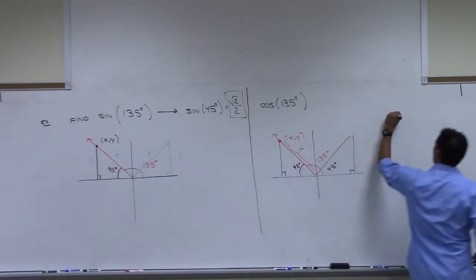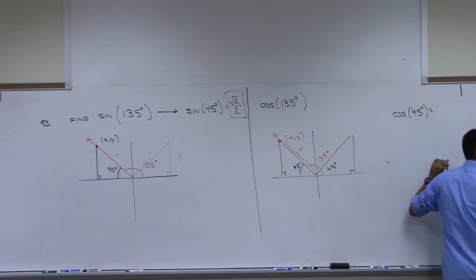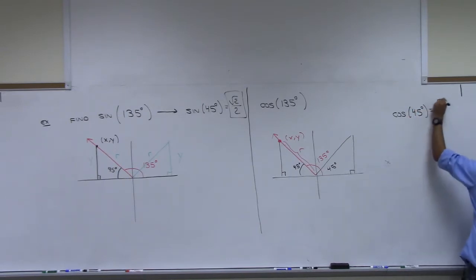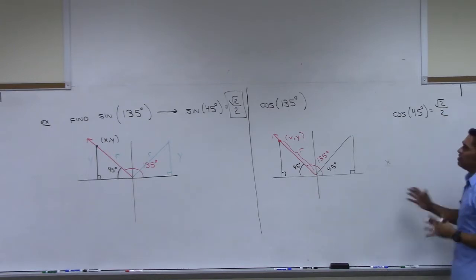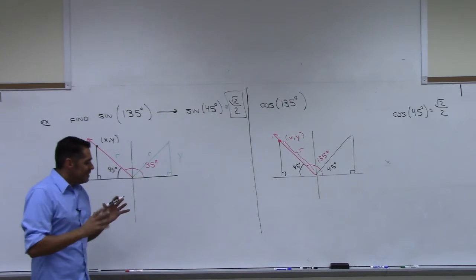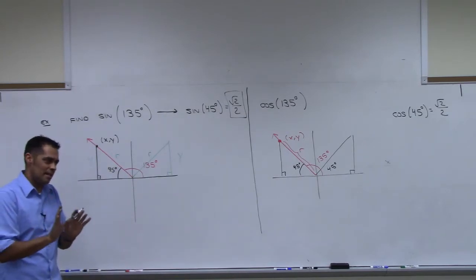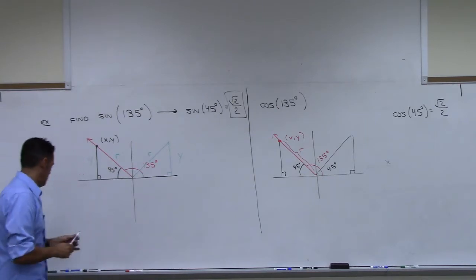What was cosine of 45 degrees? X over r. The one that we had to remember. Root 2 over 2, right? So my question is, is cosine of 135 also root 2 over 2? No, okay? But there's one slight technicality, and this is the part that's important.